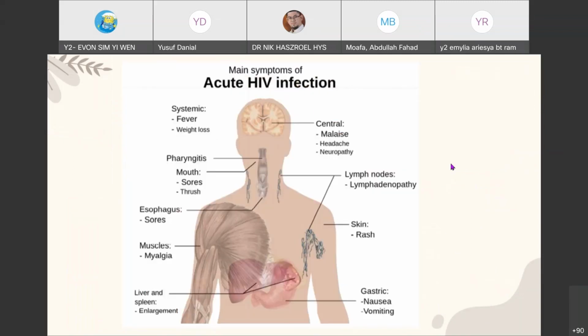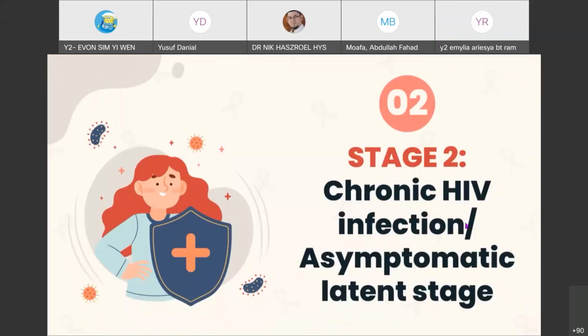So these are the main symptoms of acute HIV infection. This is just a summary. Next we're going to talk about stage 2, that is chronic HIV infection or the asymptomatic latent stage.